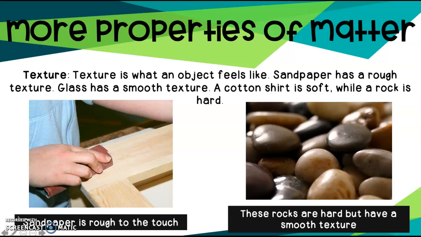Texture. Texture is what an object feels like. Sandpaper has a rough texture. Glass has a smooth texture. A cotton shirt is soft while a rock is hard. So here you can see where it's showing you that sandpaper is rough to the touch. And then it shows you that these rocks are hard but have a smooth texture. So objects can have even multiple textures along with multiple properties. Objects don't necessarily have just one property because there are different types of properties you can use to describe.